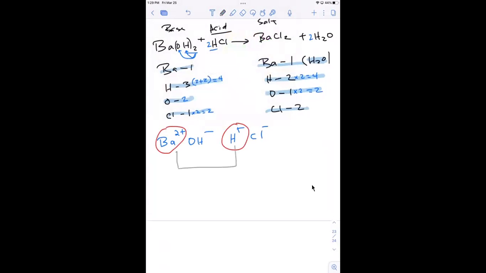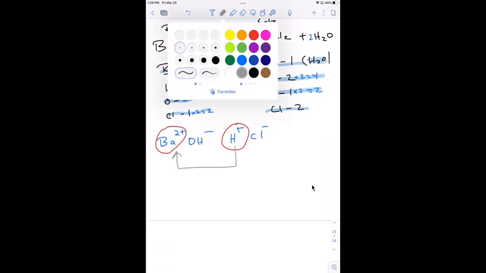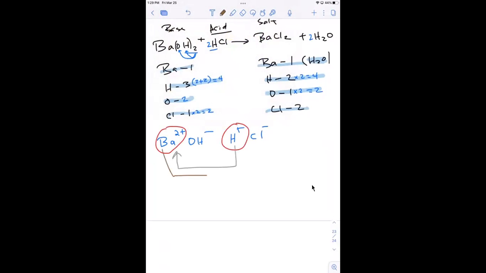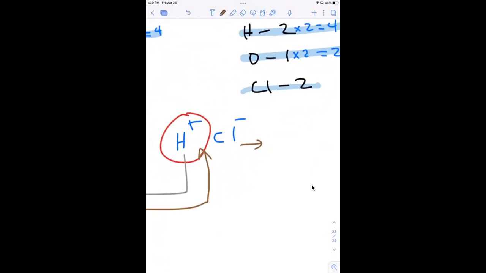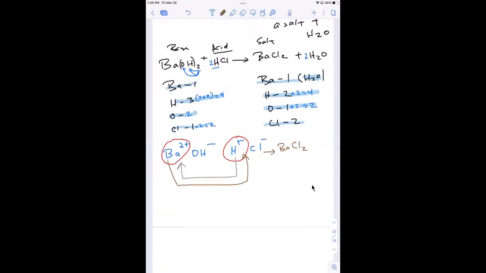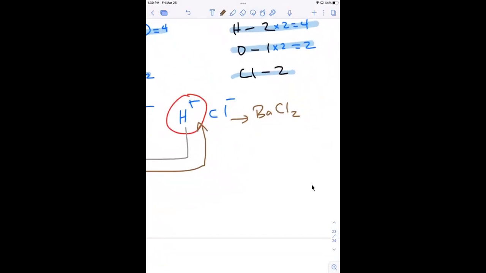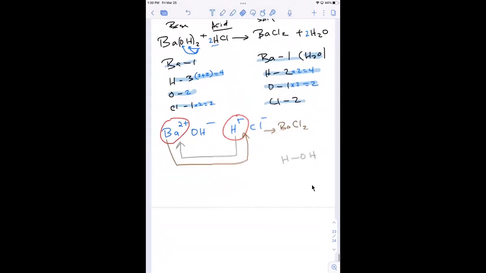H is going to come here. And then the barium is going to come here where the H is. That's what double displacement is in a nutshell. Just swap cations, and what you get out in this particular case would be barium chloride, right, and you would also get out that water molecule. So H2O. Is that clear? Does that make sense?